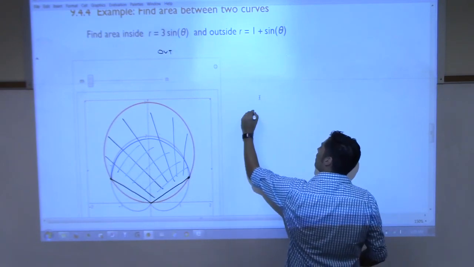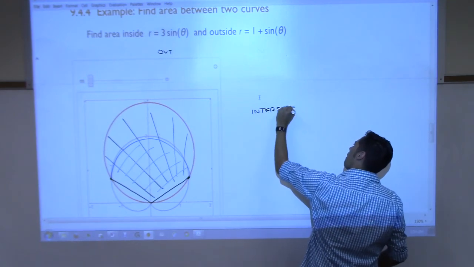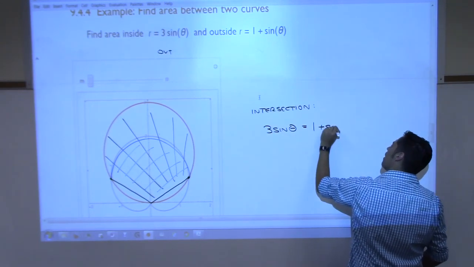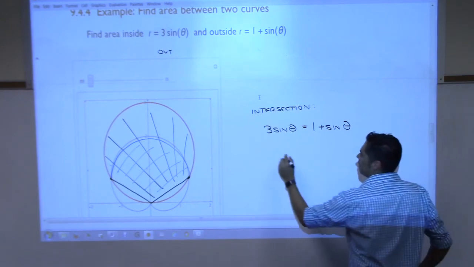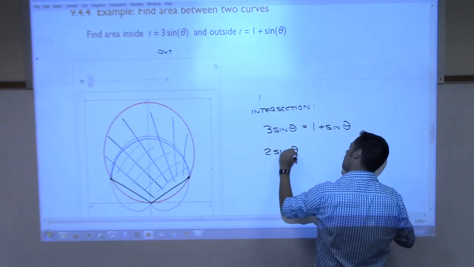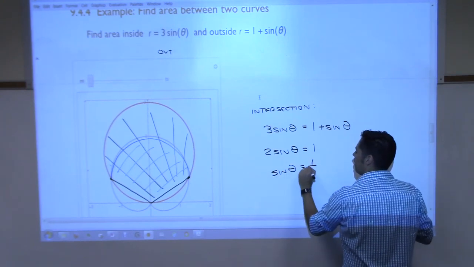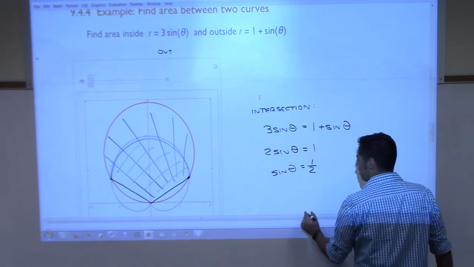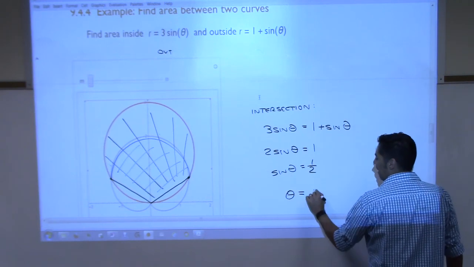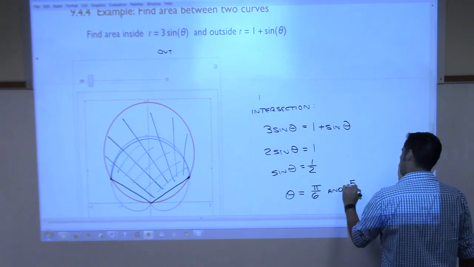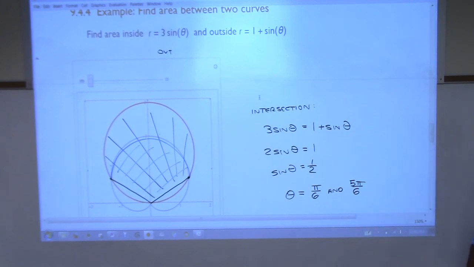So the question is, intersection. I need to know when 3 sine theta equals 1 plus sine theta. And this is pretty basic here. 2 sine theta is 1, and sine theta is a half. Here, I'm not going to get a general solution. I'm just going to get the first 2 solutions I can find. Sine theta is 1/2. That's going to happen at pi over 6 and 5 pi over 6. That means I'm going to integrate from pi over 6 to 5 pi over 6, right?